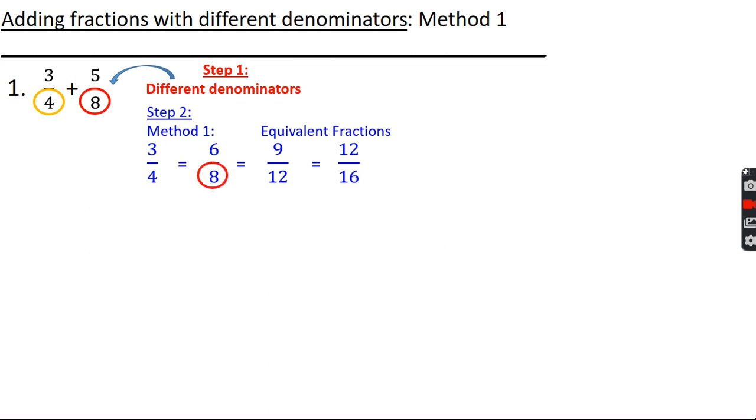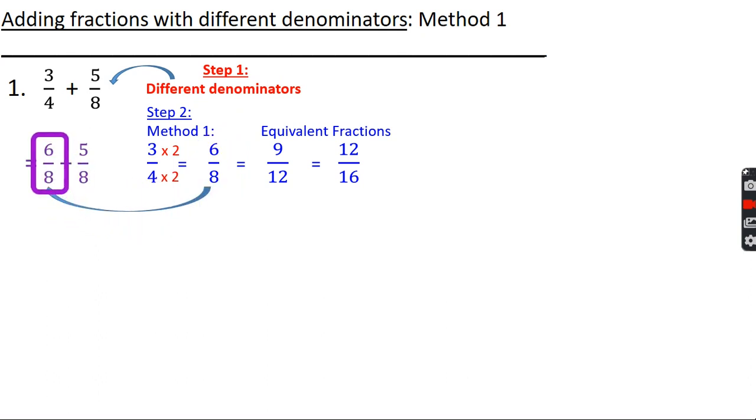Now let's look at the eighths. So 3/4 is equal to 6/8. What did we do to the 4 to make it an 8? We multiplied by 2. Remember, what you do at the bottom, you have to do at the top. Therefore, we have 6/8. Now, let's substitute this into our equation. Now we are going to have the equation 6/8 plus 5/8.